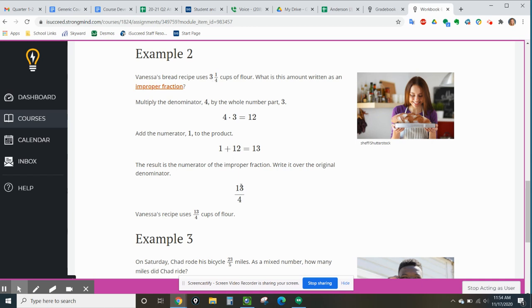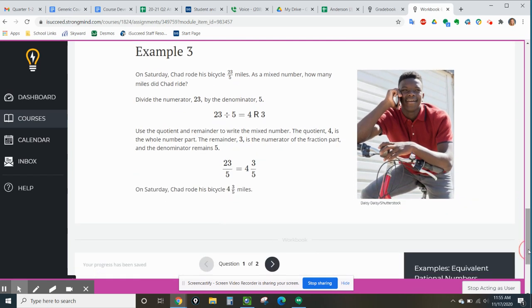Those are the same thing, because there's 3 4s inside of that 13/4, and 1 left over. Okay, again, you can write that down on your own paper if you want. Example 3, on Saturday, Chad rode his bicycle 23/5 miles. As a mixed number, how many miles did he ride?